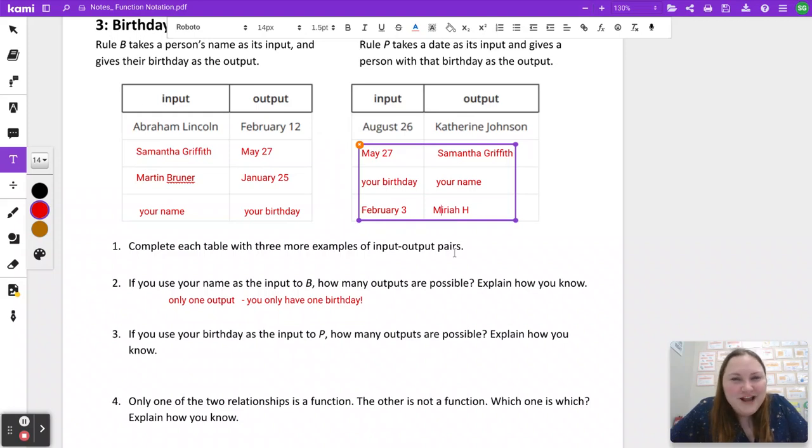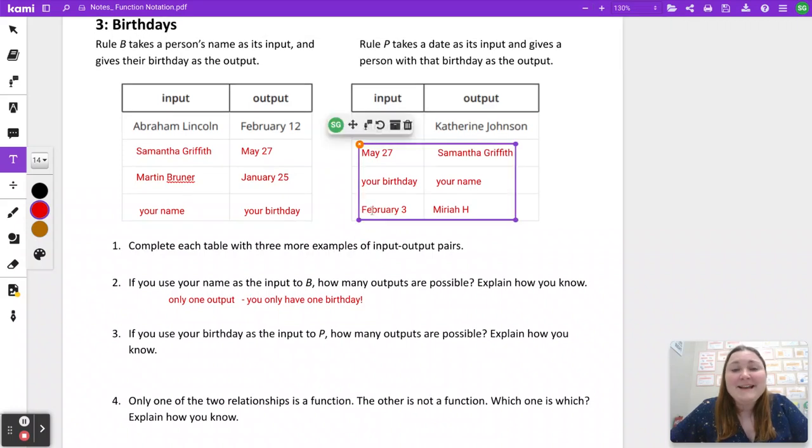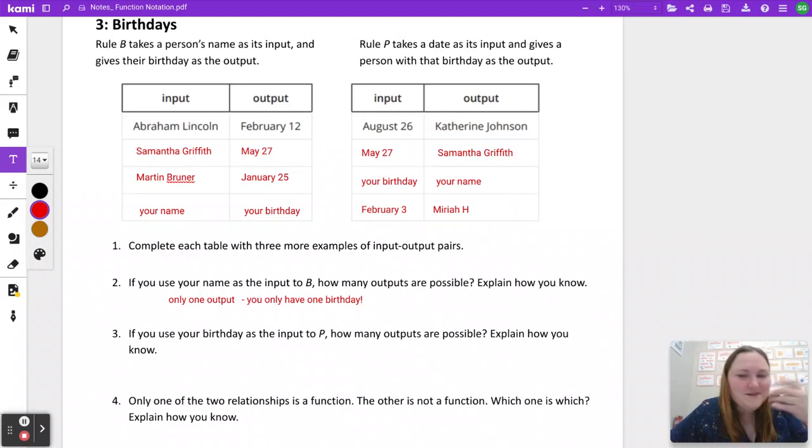But I used Mariah because if you know Mariah, you might know that she is a twin, which means she has a sister on the same birthday. So for that February 3rd, maybe her name comes out or maybe her sister's name comes out because they're born on the same day. And guess what? Mariah and her sister are not the only two people born on February 3rd. Maybe you're watching this and your birthday is February 3rd. But the point is, there are a lot of people who share that birthday.